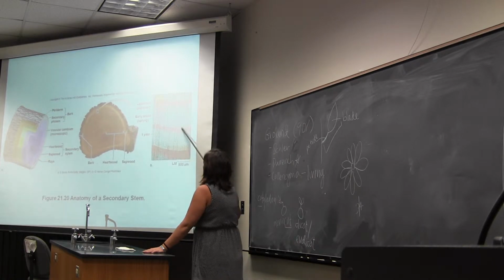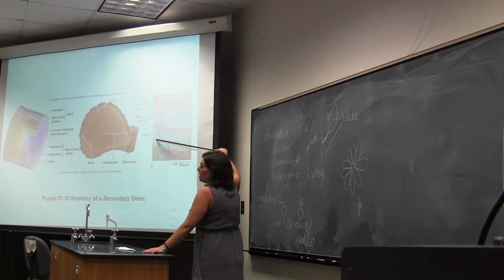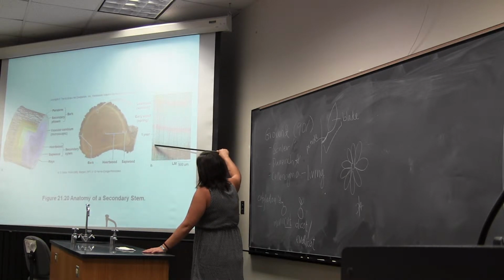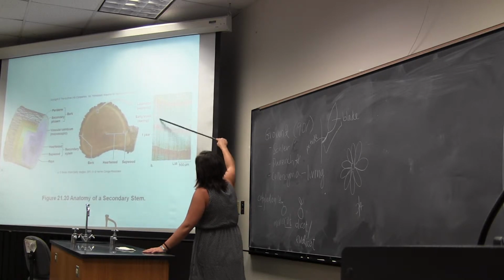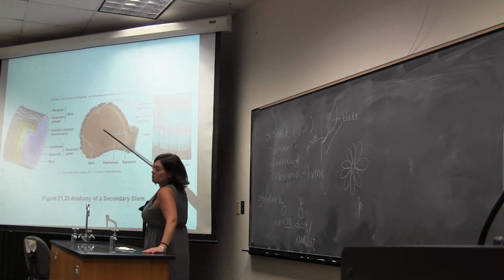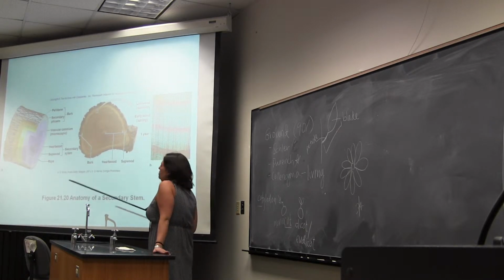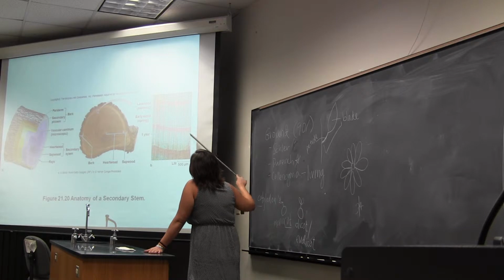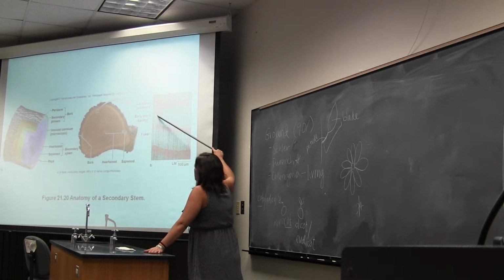So there's a ring, there's a ring, there's a ring. For each ring, this represents a year of growth. So this tree, based on this section, is at least 1 year old, at least 2 years old, at least 3 years old, 4, and based on how many rings, this is a pretty big tree, so it's going to be pretty old. But these rings are made up of two different layers.